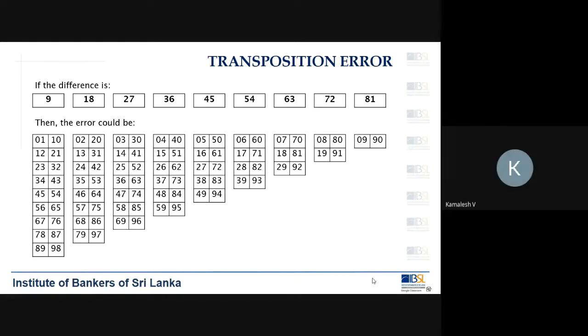What is a transposition error? There is another special name. When the transaction is recorded in the ledger, for example, 5005, when we are recording, what do you call it?